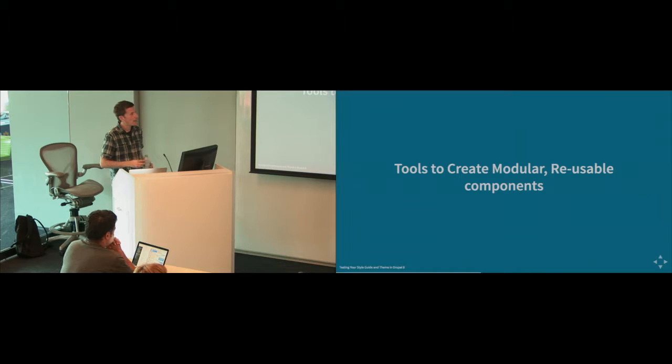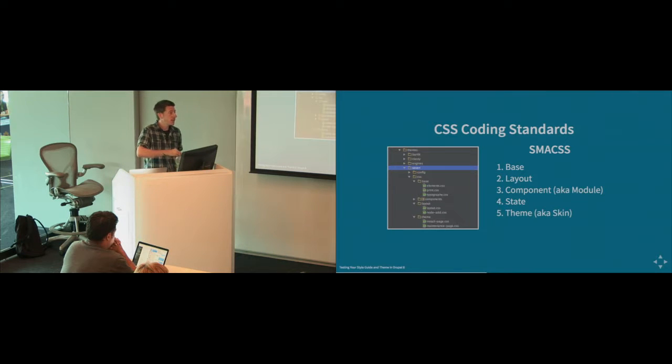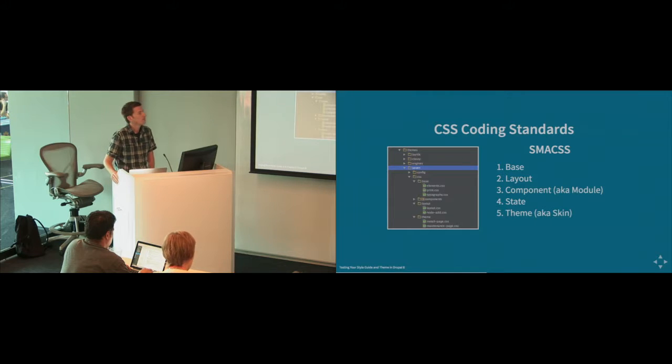So on the topic of creating modular reusable components, there's the CSS coding standards that are followed in Drupal 8. None of this is really specific to Drupal 8, but it's nice that it's being used. So there's SMACSS, which is an approach to organizing your partials. This is just a screenshot of the folder layout in the Seven theme in core. They're broken down into a bunch of different folders.